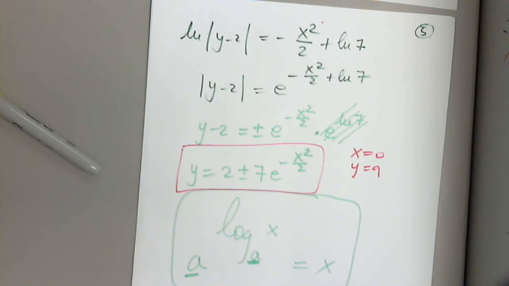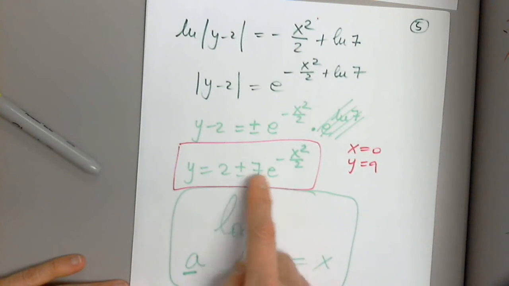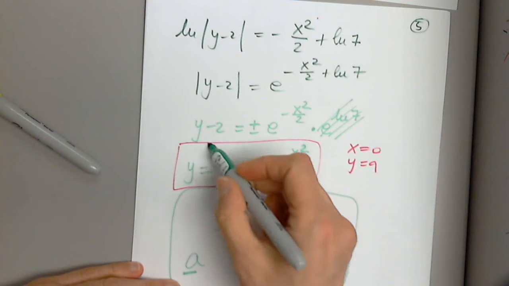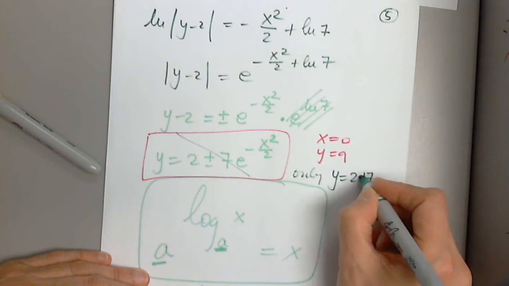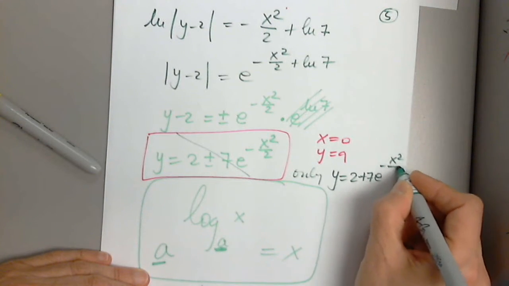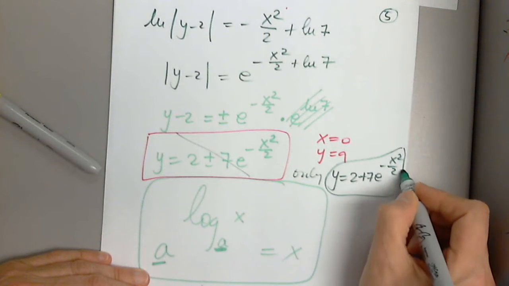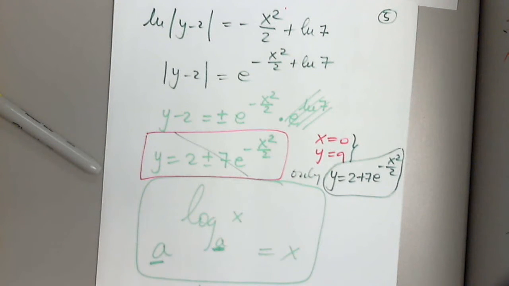So there are not two functions, but exactly one. I have to keep in mind the given condition: when x is 0, y is 9. So I will say only y equals 2 plus 7 e to negative x squared over 2 because of this condition.